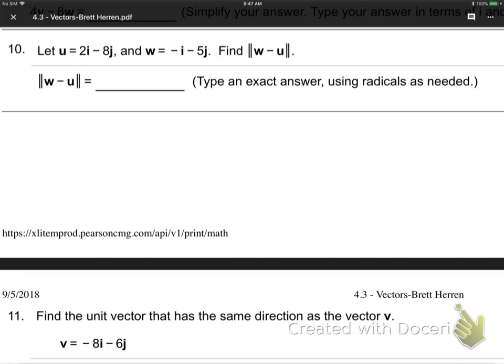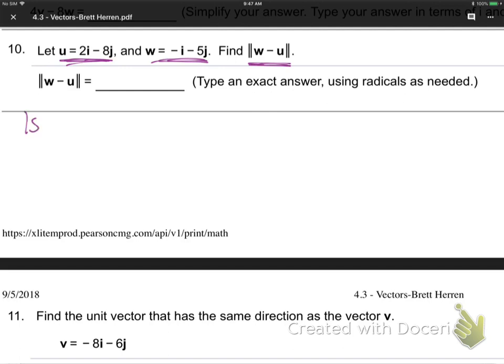So they're giving me here vector u, 2i minus 8j, and vector w, minus i, which means minus 1i, minus 5j. And then they want the magnitude. All right, see the double bars? Double bars, the magnitude, the length of w minus u. So you know what you need to do?